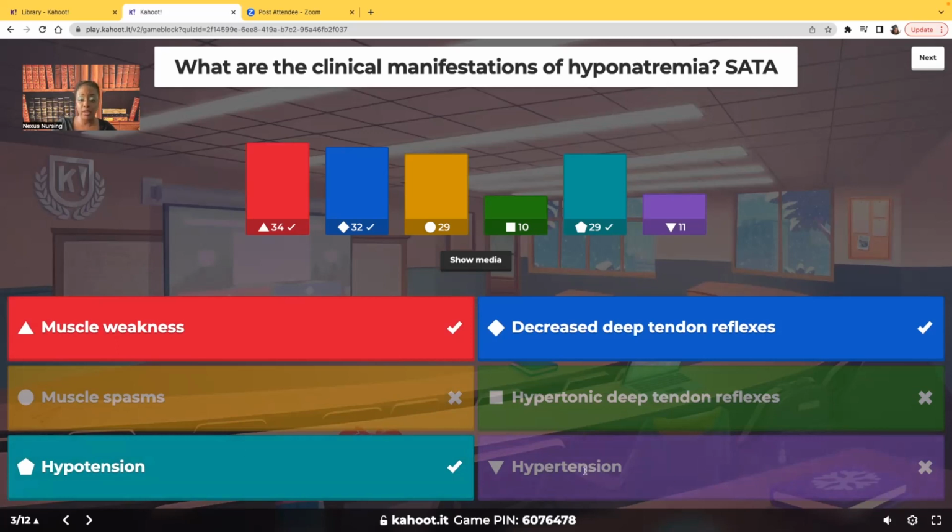Hypertension, you see this with what? Increased sodium. You see that with hypernatremia. So the correct answers for hypo are your muscle weakness, your decreased deep tendon reflexes, and your hypotension.